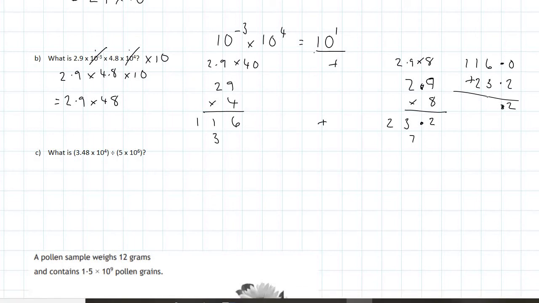Make sure my decimal points are in a line. 6 add 3 is 9. 1 add 2 is 3. 1 is 1. So I've got 139.2.